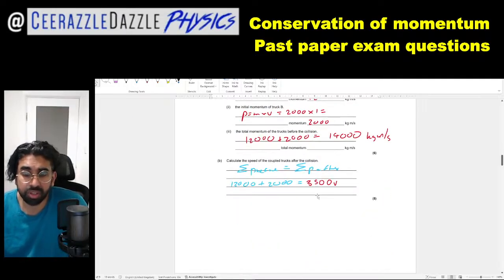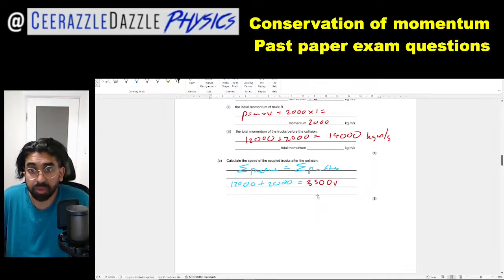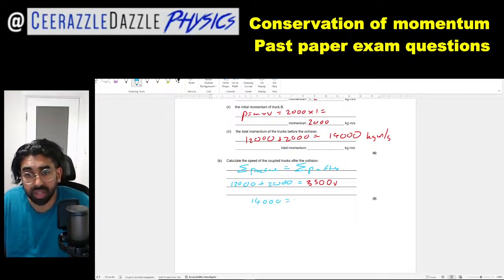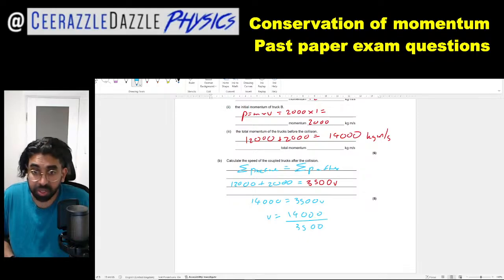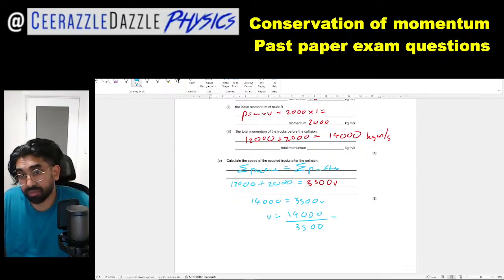So there we go. Now we're going to solve this. We already did this earlier. Look, the momentum in total of these two is going to be 14000, which is equal to 3500v. Therefore v is equal to 14000 divided by 3500. So my answer is 14000 divided by 3500 over there. It's 4. So my final velocity is going to be 4 meters per second.